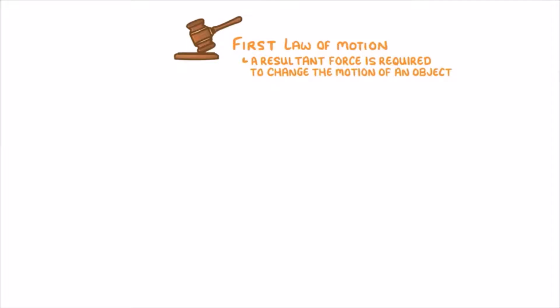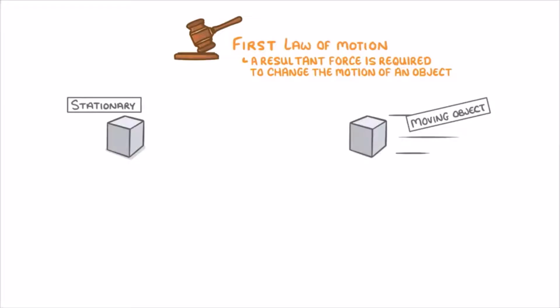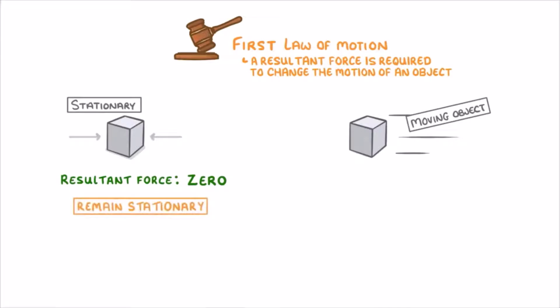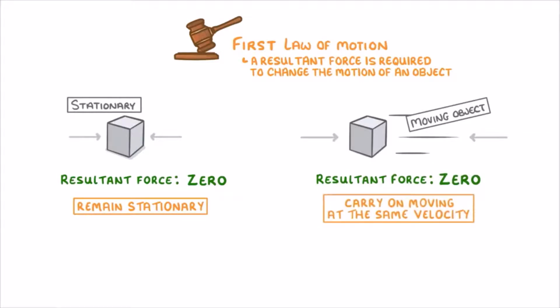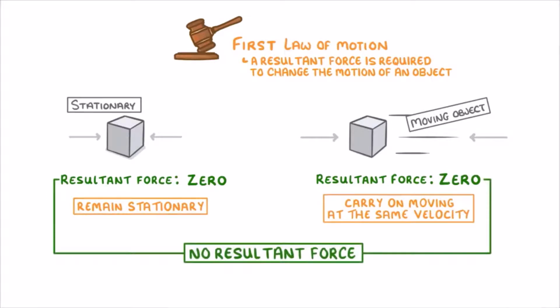Or in other words, if there isn't a resultant force, then the object's motion won't change. And this principle works for both stationary and moving objects. This means that if the resultant force on a stationary object is zero, or in other words, there is no resultant force, then the object will remain stationary. And if the resultant force on a moving object is zero, then it will carry on moving at the same velocity, because in both cases, there's no resultant force acting on the objects, and so their motion won't change.